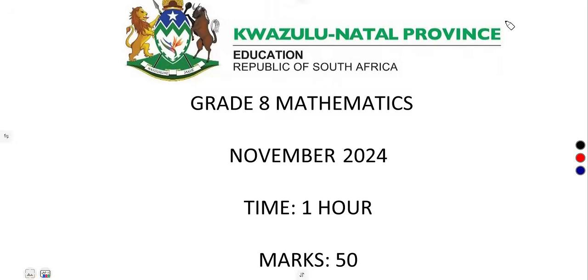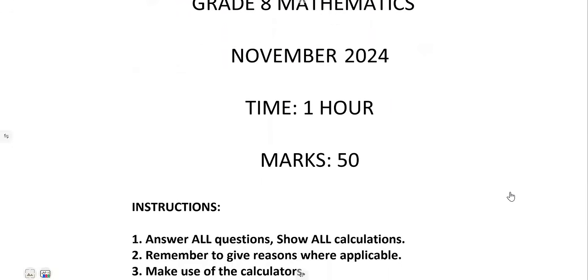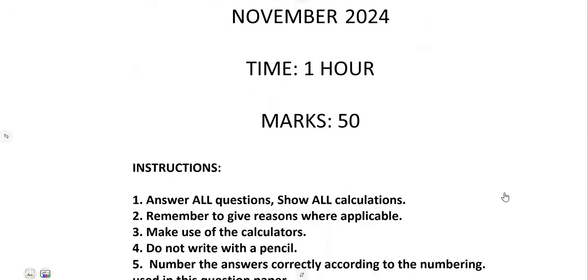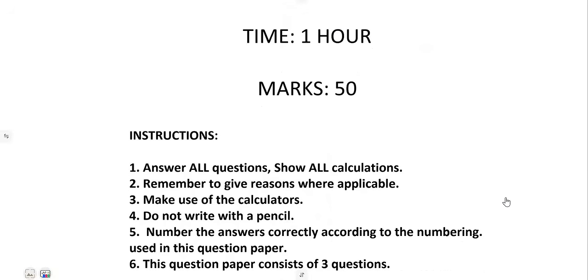So in this case, we have another typical exam question which we are going to consider as we are preparing for our exams. This is the KZN province, a 1 hour question paper with 50 marks. So I'm not gonna waste much of your time, guys.